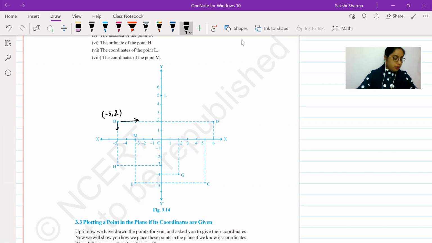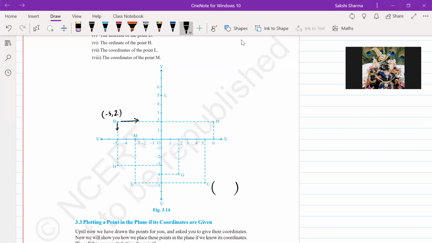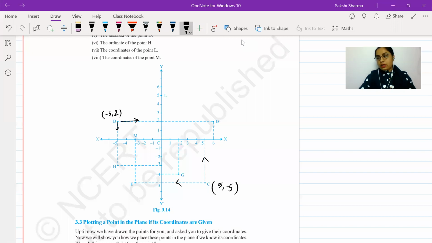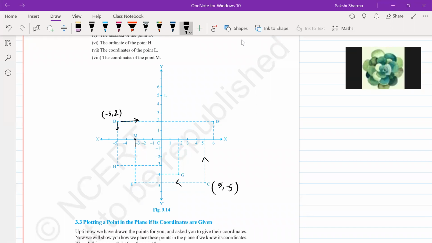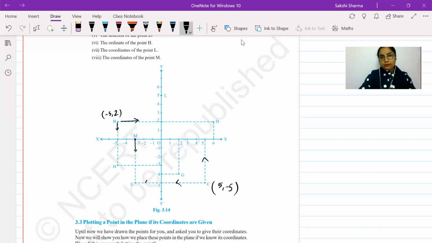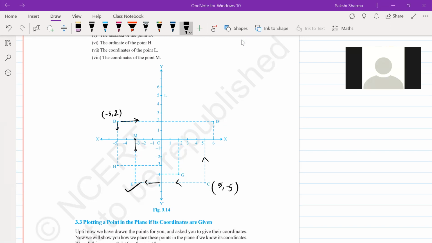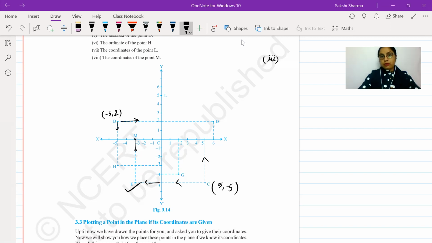The next part is you have to write down the coordinates of point C. The point C is right here. Again, take the reading: 5 and -5. Then we have the point identified by the coordinates -3, -5. So -3 is right here, and -5 is here. Can you identify the intersection of these two? Yes, that's E. So the answer for the third part is point E.